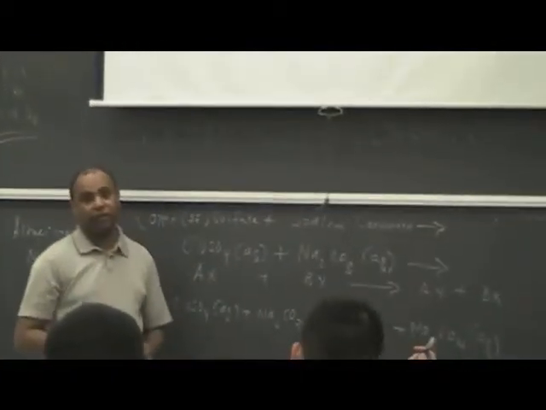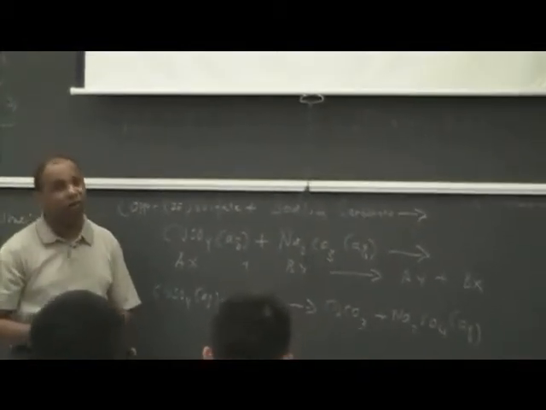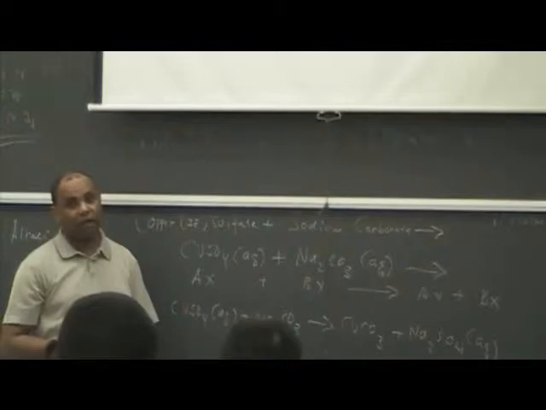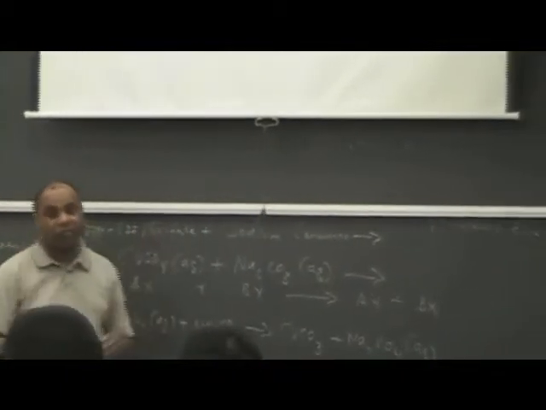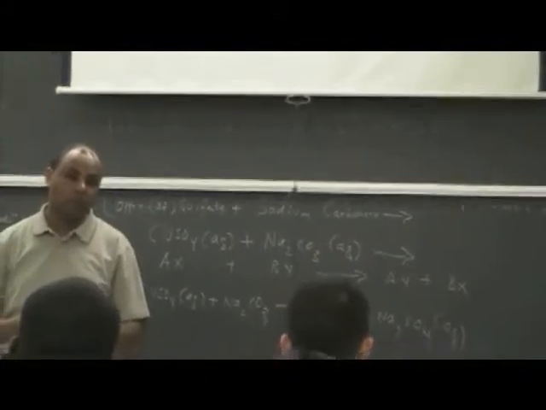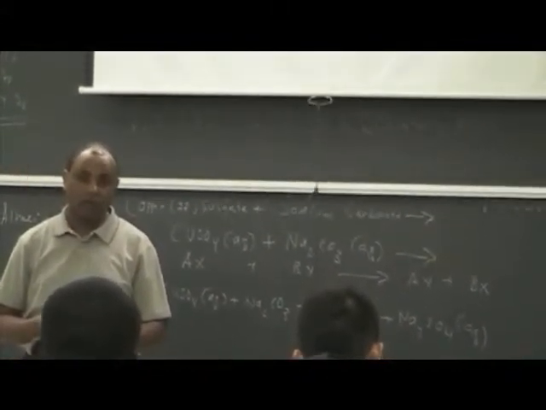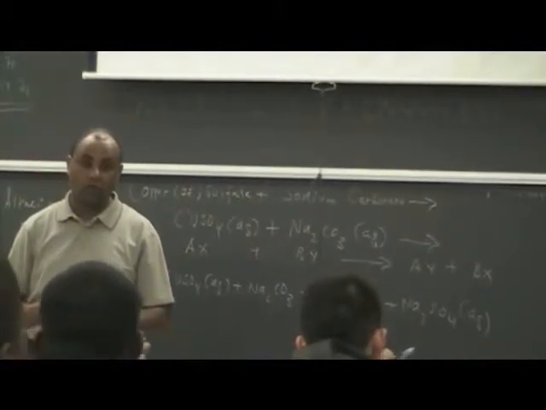Copper to carbon. What is the chance of copper to carbon? Is it soluble or insoluble, according to the solubility guideline? Why? Because carbonate is an insoluble ion, and copper is not an alkaline metal or ammonia.